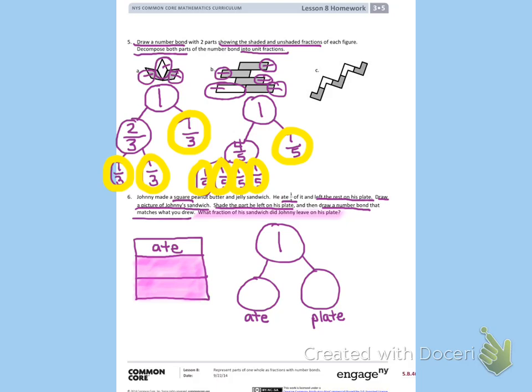So now we have to answer that in a complete sentence. What fraction of his sandwich did Johnny leave on his plate? Johnny left blank of his sandwich on his plate.